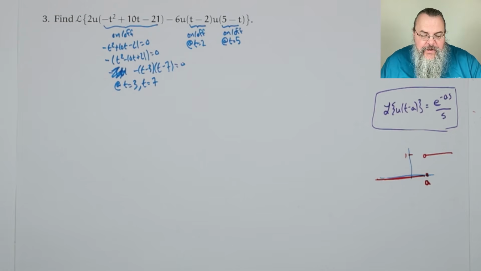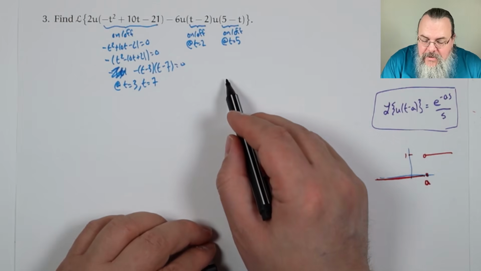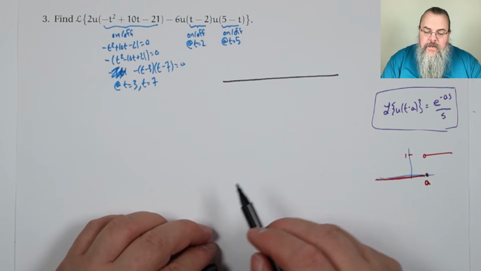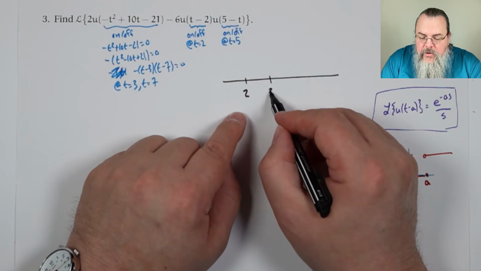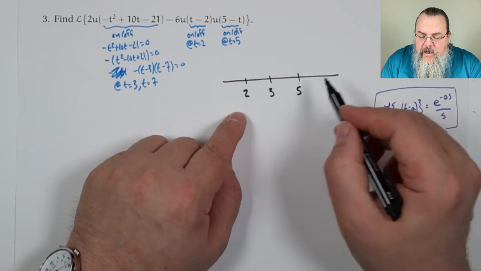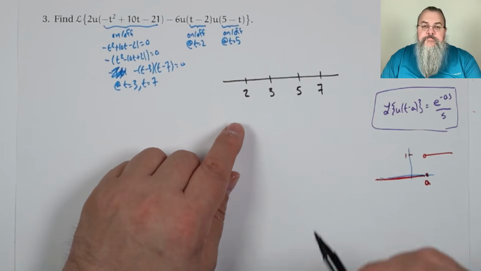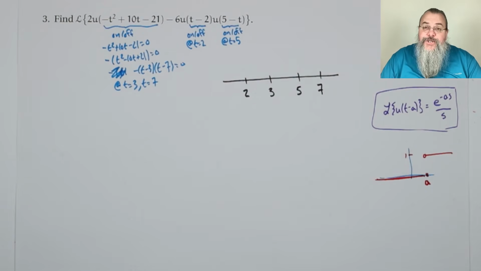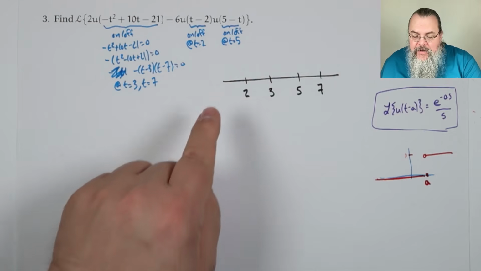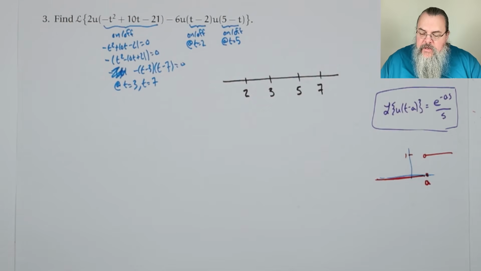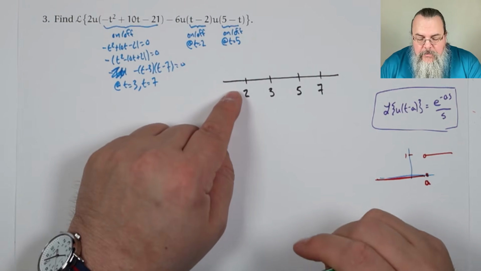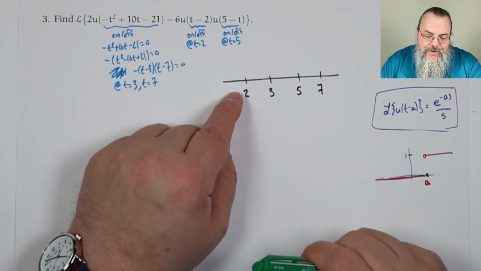So let's figure out what's going on. I'm going to mark 2, 3, 5, 7. And my question is, what is the value in each one of these pieces? So let's start with something below 2. So we can start with 0, that's below 2.